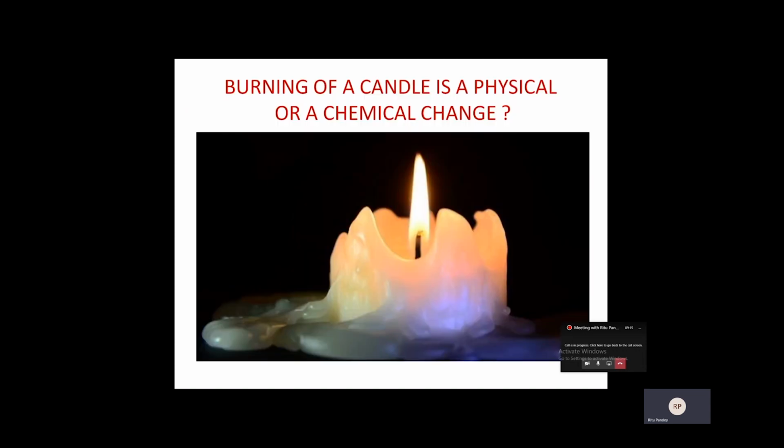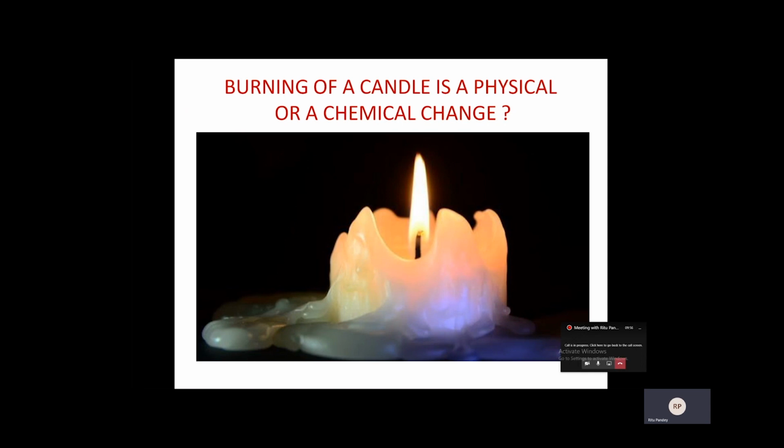Now, is the burning of a candle a physical or a chemical change? Now we'll study whether it is a physical or a chemical change. The burning of a candle is an example of simultaneous physical and chemical change. When you light a candle, the wax melts and turns into a liquid state. As the molten wax drops on the floor or a table, it solidifies again. Therefore, it is a physical change.